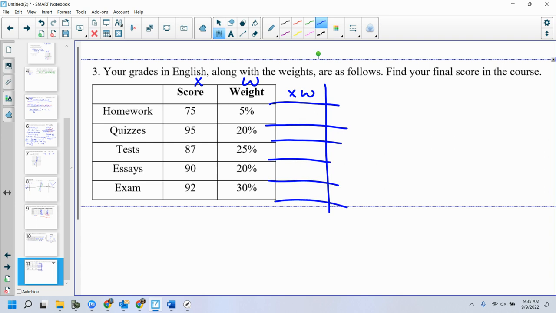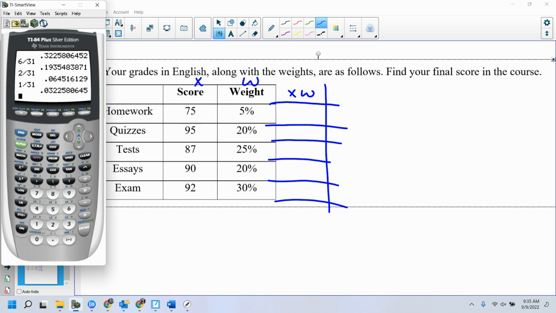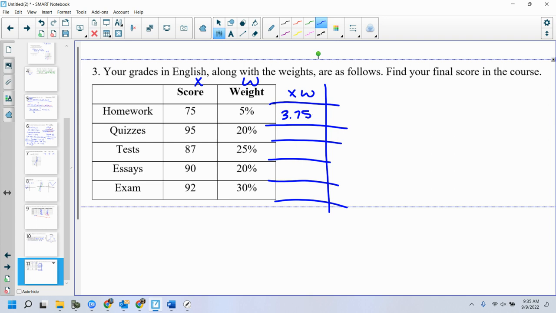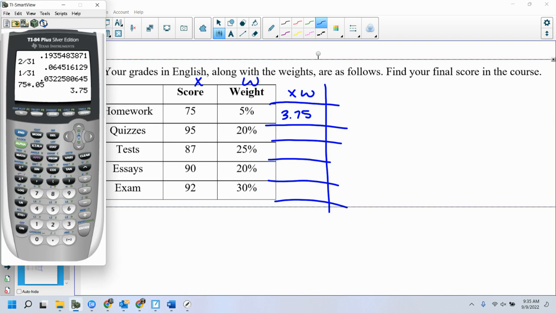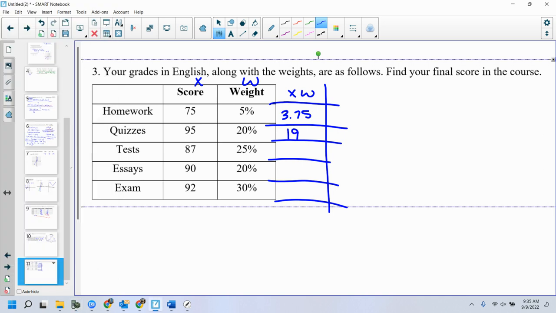that's going to be 75 times 0.05. That's as a decimal, 3.75. It looks like I didn't do a lot of homework. I got a 75% of the homework. The quizzes, I've got 95 times 0.2, so the quizzes, I got 19 points.